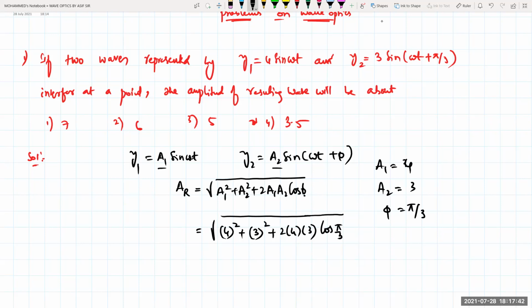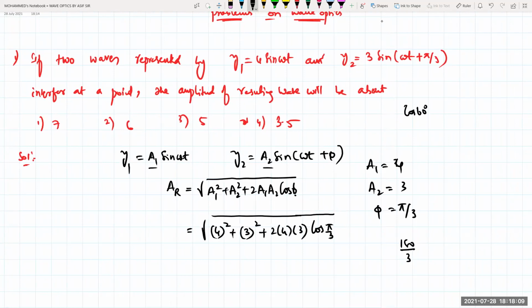Cos π/3, π is 180 divided by 3, that is 60. Cos 60 means how much? Cos 120 is minus 1 by 2. Okay, cos 120.